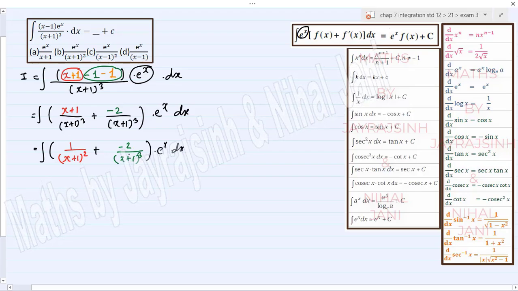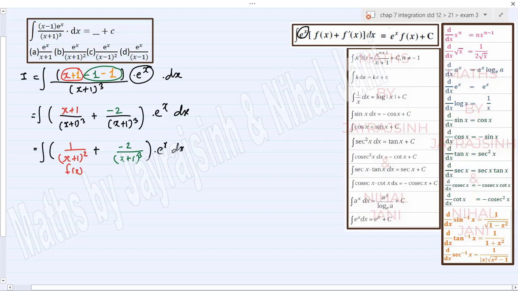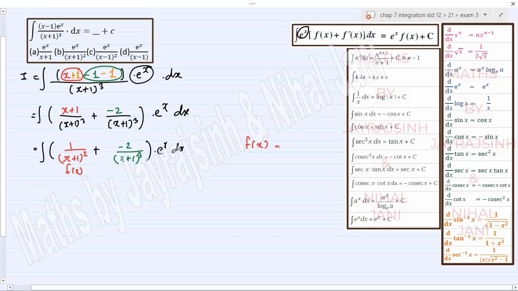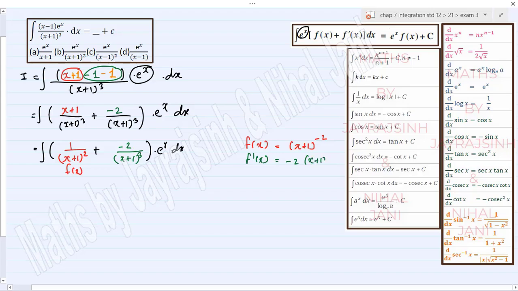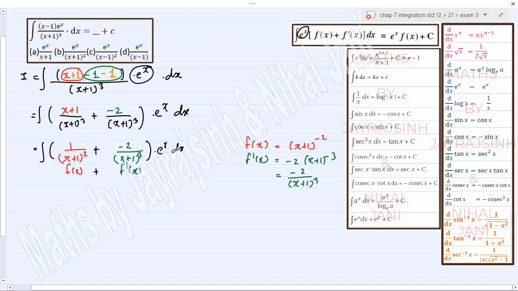So we get the f(x) plus f dash x form if we consider 1 upon (x plus 1) the whole square as f(x). So let's write down f(x) is equal to (x plus 1) whole raised to minus 2. Then its differentiation must be minus 2 (x plus 1) whole raised to minus 3, or we can say minus 2 upon (x plus 1) the whole cube, which we already have within the summation of f(x).